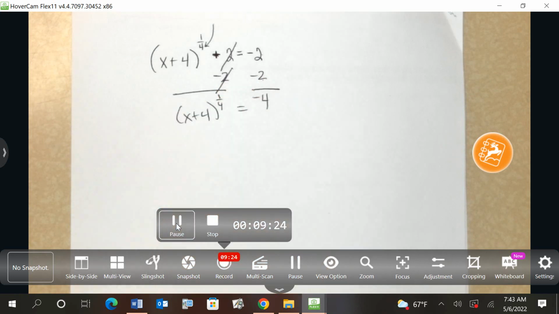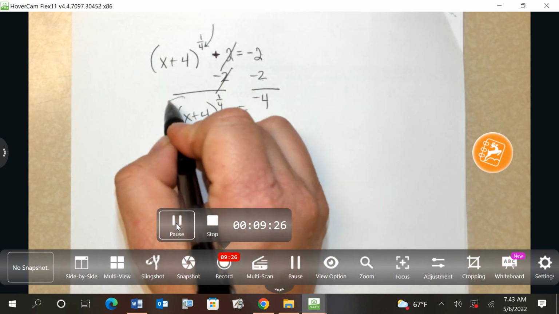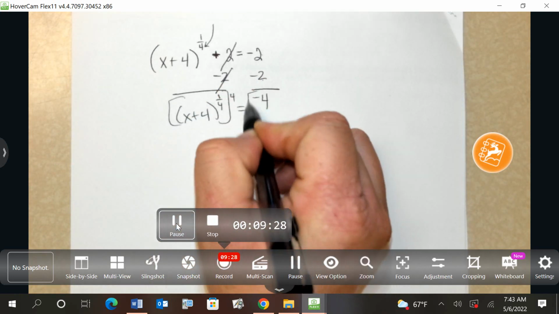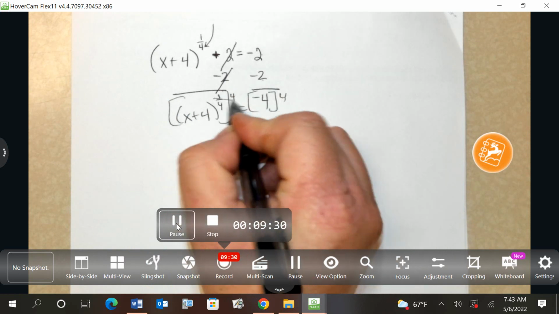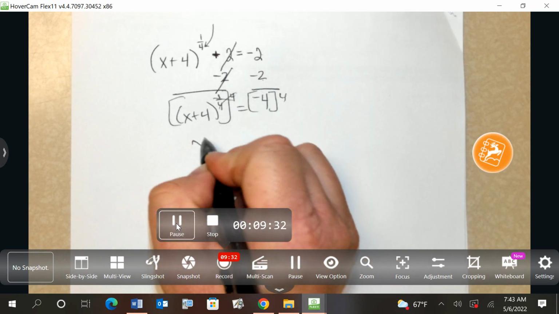Now, how do I remove the 1/4 that's in the exponent position? I'm going to raise it to the 4th. Make sure you use parentheses. Remember, they don't just disappear, they reduce down to a 1.